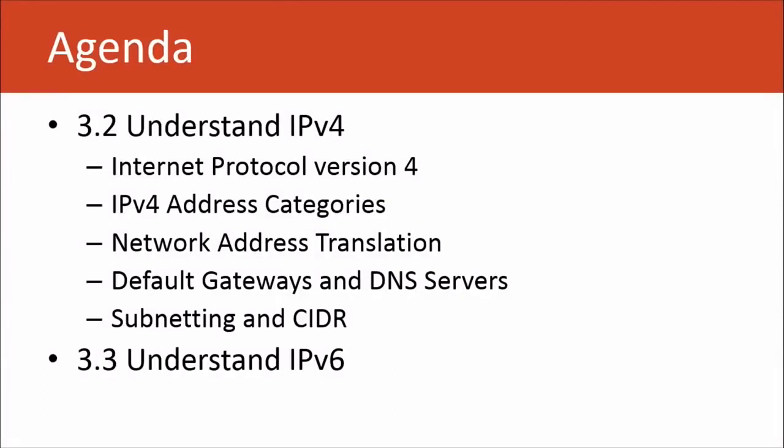All right, let's take a quick look at our agenda. We're going to cover two objectives today. First one, 3.2, understand IPv4. Within that, we're going to detail IP version 4, or IPv4. We're going to talk about the address categories for the protocol, talk about network address translation, then move on to discuss default gateways and DNS servers, and then finally touch on subnetting and CIDR. Then lastly, we'll touch on IPv6 as well, the eventual replacement for IPv4.